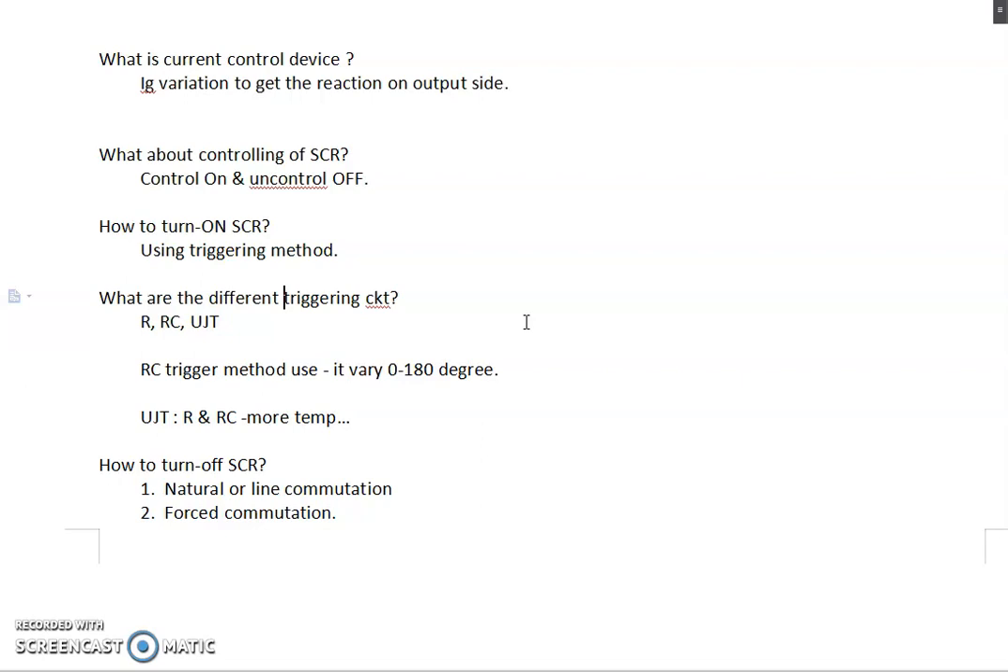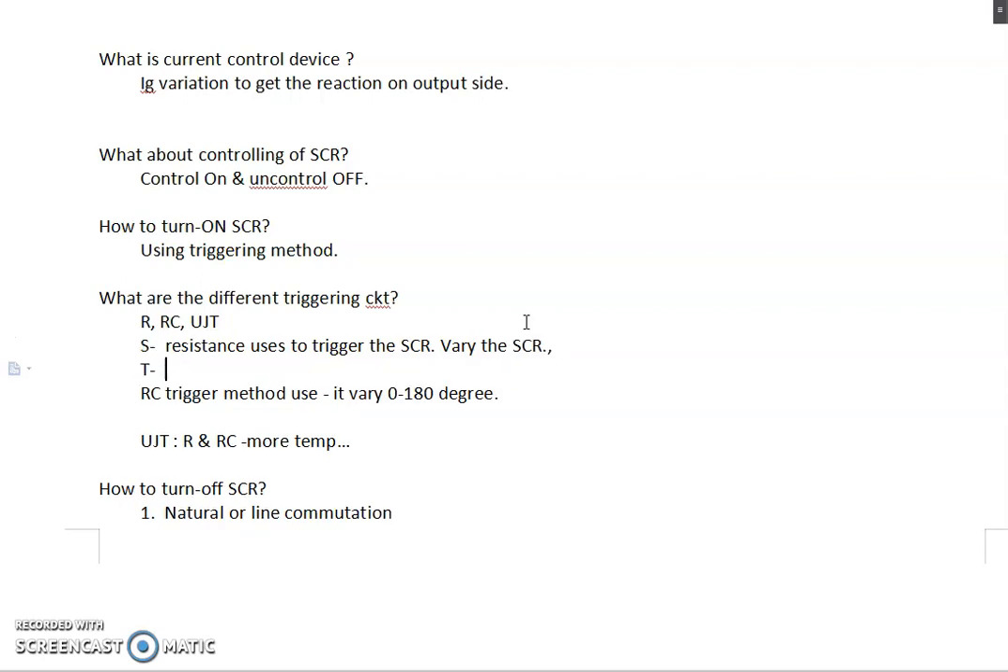What are the different triggering methods? R triggering, RC triggering, and UJT triggering. So these are the different triggering methods. What is the R triggering method? R triggering is a resistance triggering method. Resistance is used to trigger the SCR. How do you trigger with resistance? By using a variable resistance. You vary the resistance to trigger the SCR.